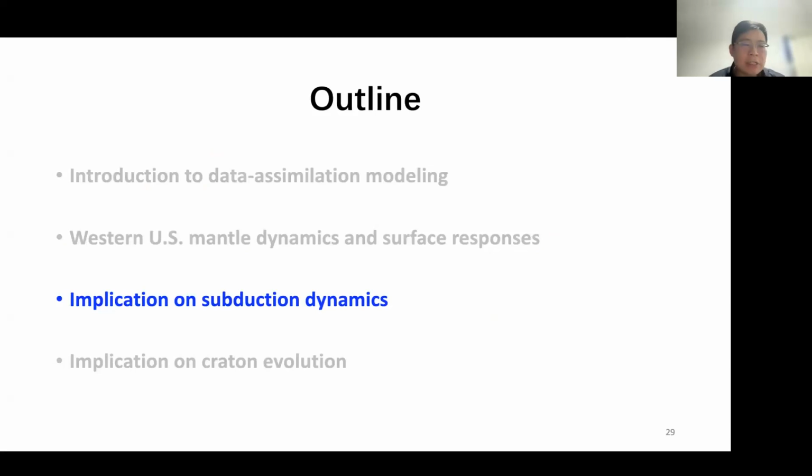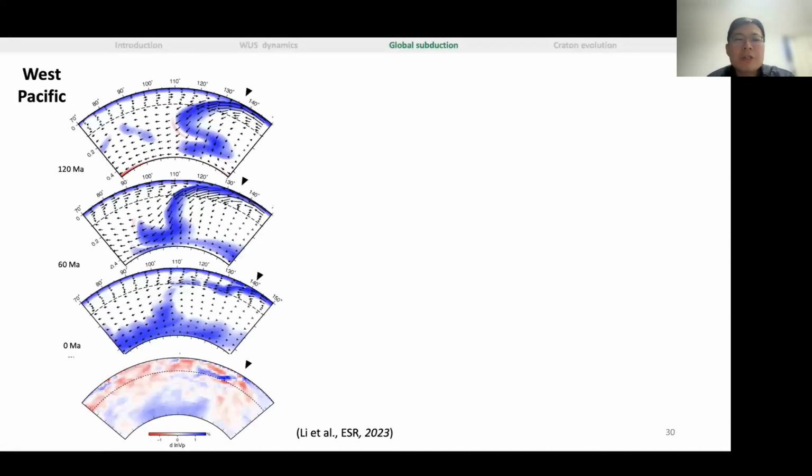Okay, so for the rest of the time, I will get into a little more discussion about other topics, like subduction dynamics in general. So this is looking at a forward subduction model of the Western Pacific. So you're looking at Izanagi subduction at 120 Ma in the early Cretaceous, into the end of the Izanagi subduction by 60 Ma. And then by present day, you see Pacific subduction, right? So basically here you see a variety of slab geometry, from normal subduction to flat subduction to stagnant slabs. And the tomography is basically confirming the present day geometry.